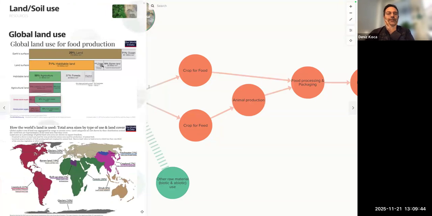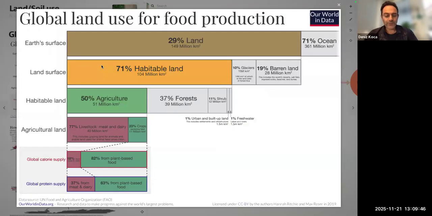Looking into the land, and I am sorry, I have to say this, but I'm just recovering from a flu, so sorry if I need to take a break and get some water to clear my mouth.